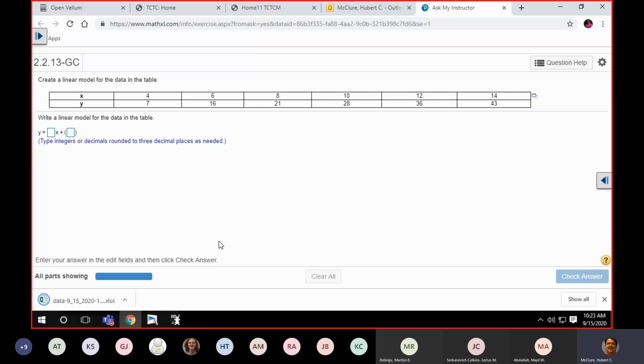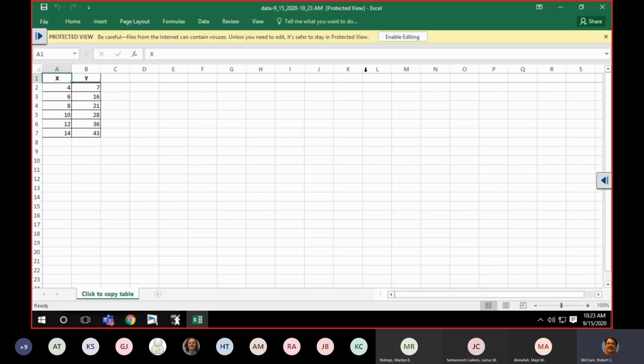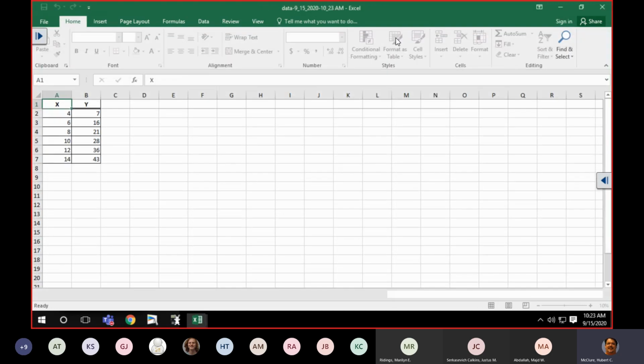But if they tell you to pick 2 points, then they want you to use the slope and the y-intercept. I disagree with this one if they want you to, because they're not telling you to. They're finding the best fit. So I'm going to go with the Excel spreadsheet. And there's our Excel spreadsheet.